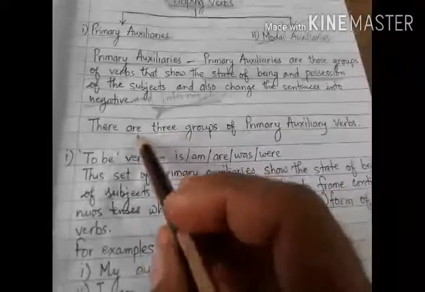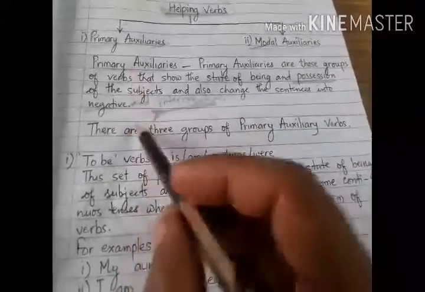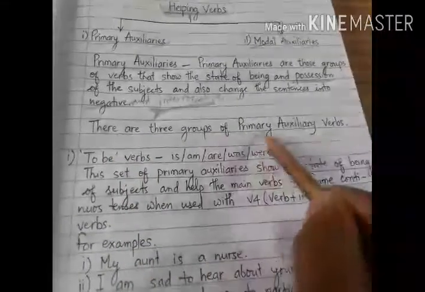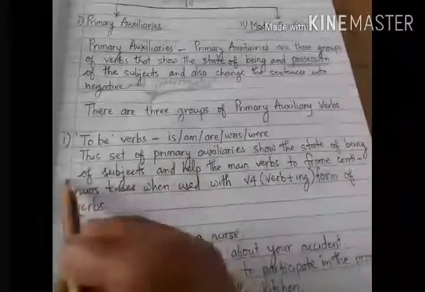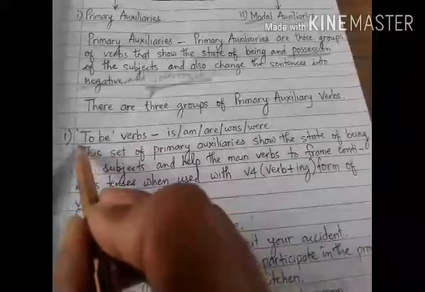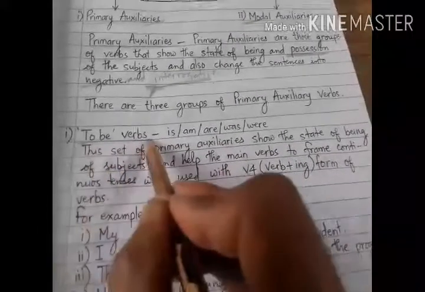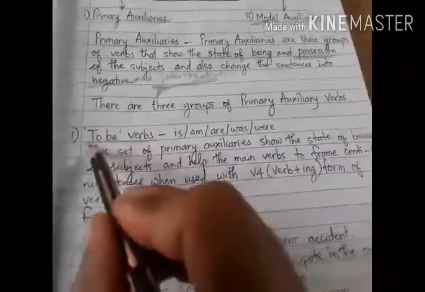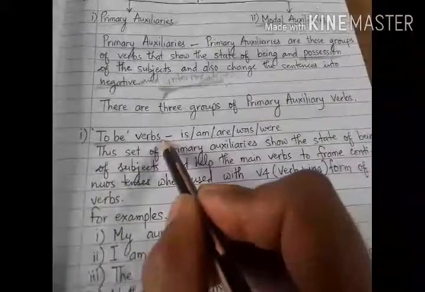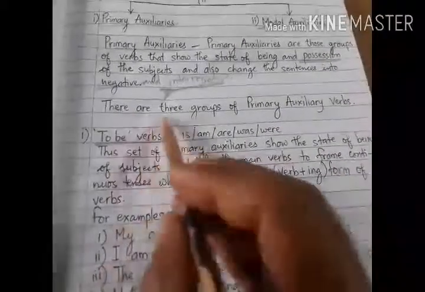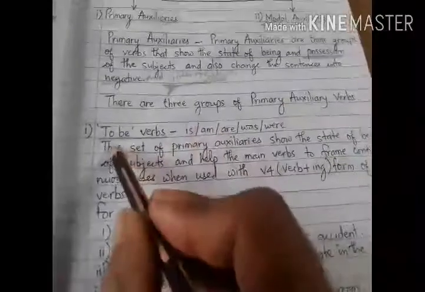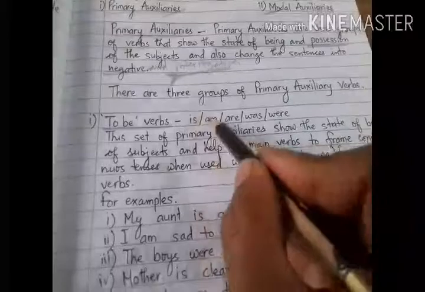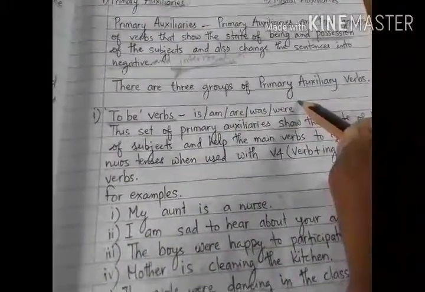Here I told you that primary auxiliaries are again classified into three groups. So there are three groups of primary auxiliary verbs. We will understand in this video the functions of each group of primary auxiliaries. One is to be verbs. What are there in to be verbs? Is, am, are, was and were. Be, been, being also are there.